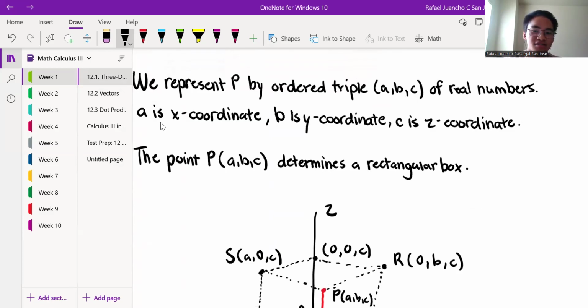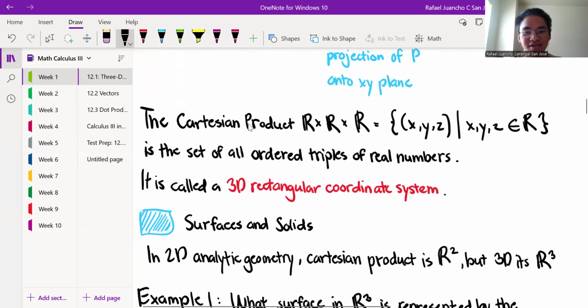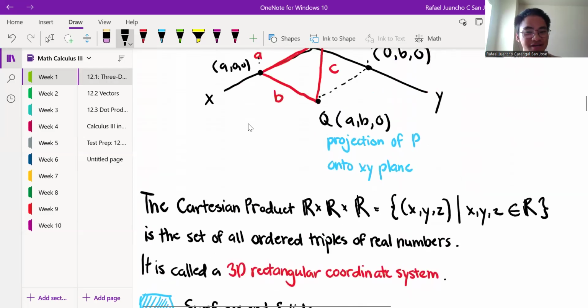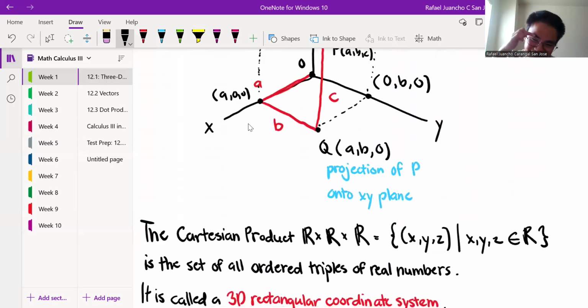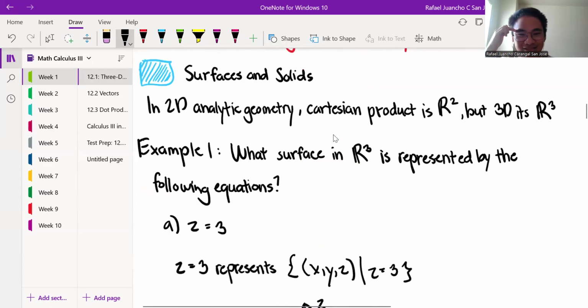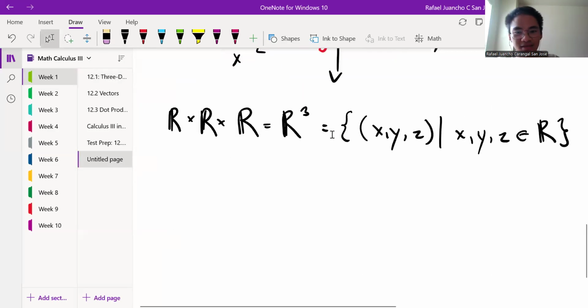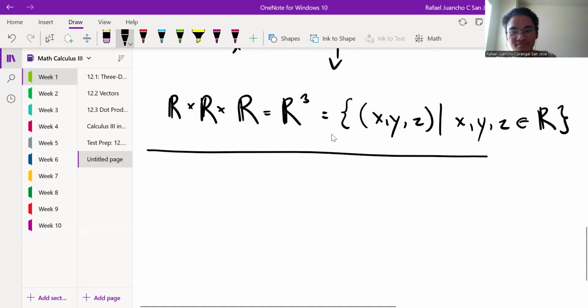So here, A is the X coordinate, B is Y, C is Z. And then we call this a 3D rectangular coordinate system. The wording's so complicated, but it's really simple. You can see it's a shape. Anyway, now we move on to surfaces and solids. But yeah, that's the idea of it.